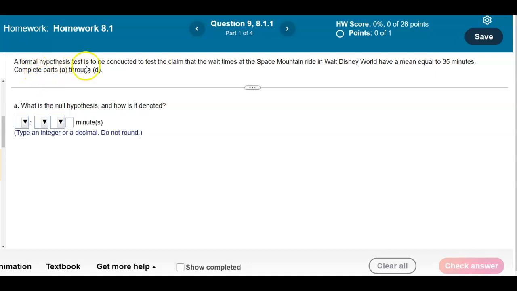A formal hypothesis test is to be conducted to test the claim that the wait times at the Space Mountain ride in Walt Disney World have a mean equal to 35 minutes. In Part A, what is the null hypothesis and how is it denoted?